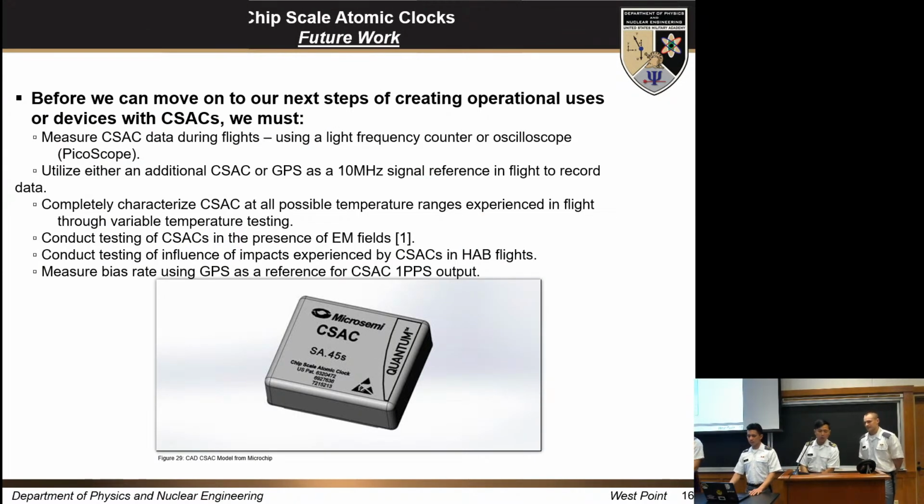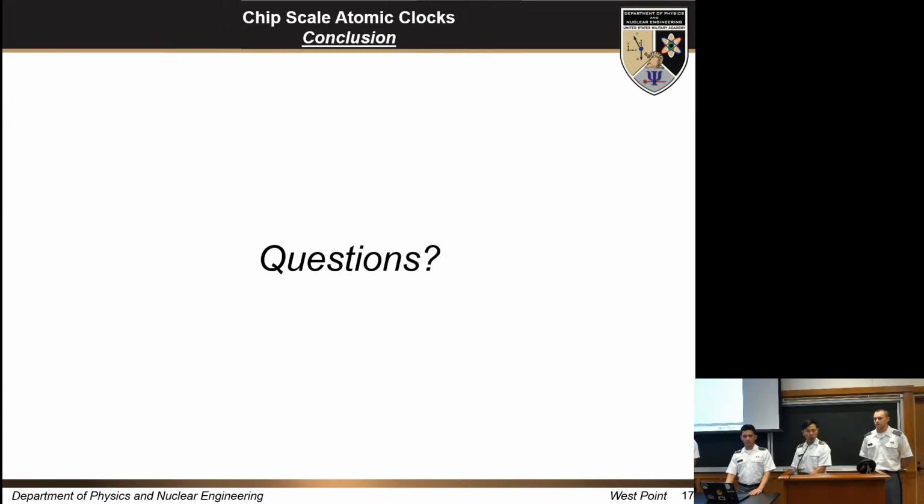For our next steps, first off, we need to measure the CSACs while they're in the air, either through a light oscilloscope or frequency counter. We also need to do further testing of the CSACs at all temperatures and environments experienced within a high altitude balloon. Obviously our payload is styrofoam, so in actuality it might change depending on the environment we are in. We also need to experiment with different temperatures, pressures, even impact rates, as well as obtain GPS and measure bias rate for future projects. That concludes our brief. Are there any questions?